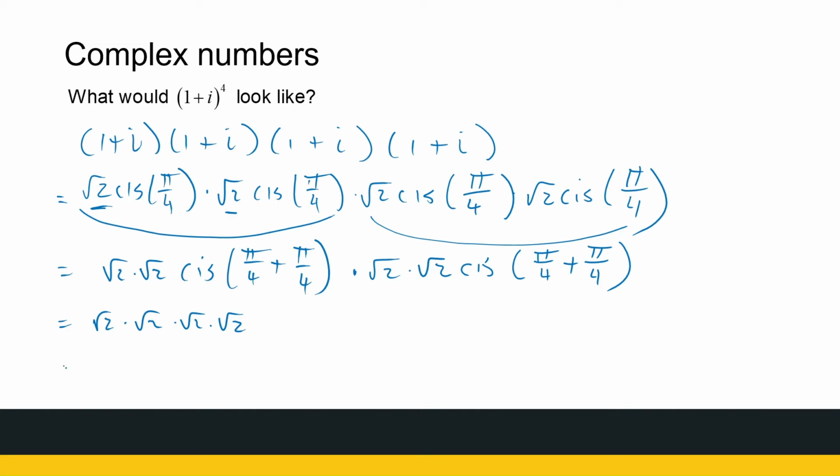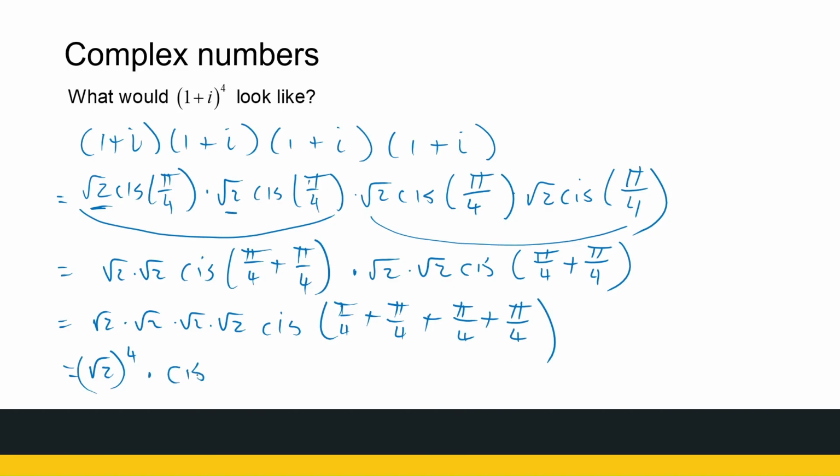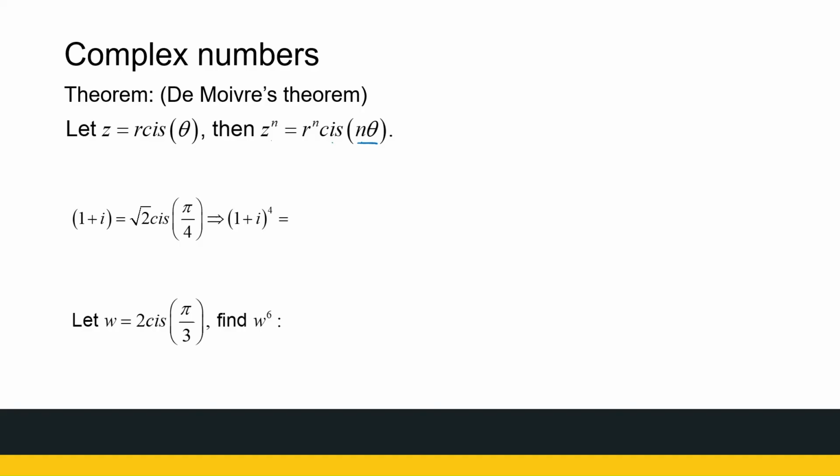So it turns out to be root 2 to the power 4, cis, 1, 2, 3, 4, pi over 4 plus pi over 4 plus pi over 4 plus pi over 4. So how many of them are there? There's 4 of them. Cis 4 times pi over 4. So that supports the theorem we've seen. All right, it doesn't prove it, it just supports it for one example.